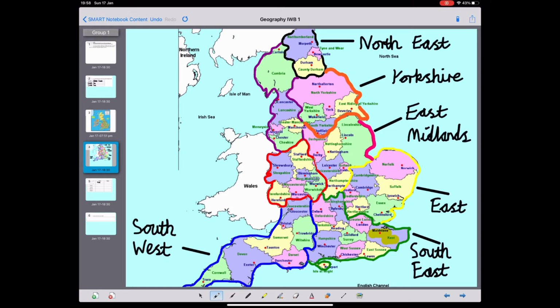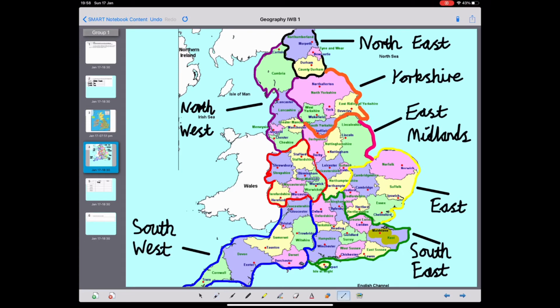Now next to the northeast is still up in the north, but we call this part, this region, the north, did you guess it? The northwest. So this region is called the northwest. Places like Cumbria, Lancashire and Cheshire and Greater Manchester are in the northwest.